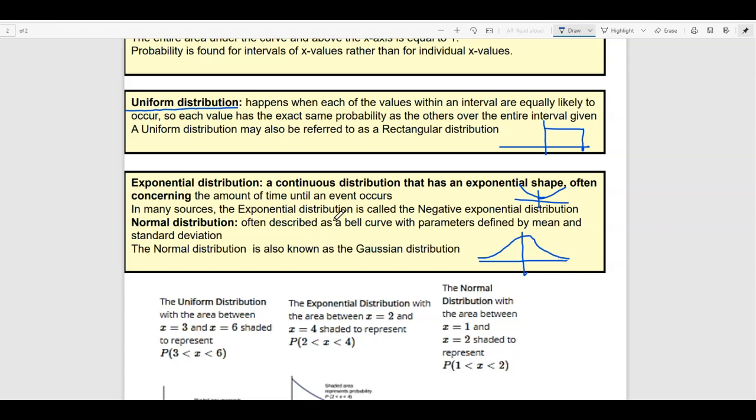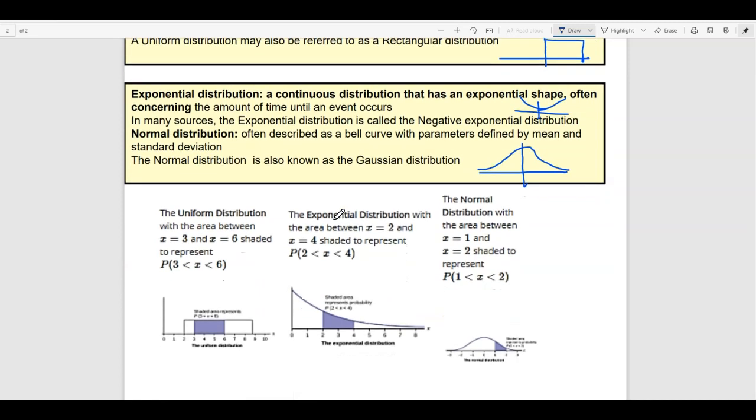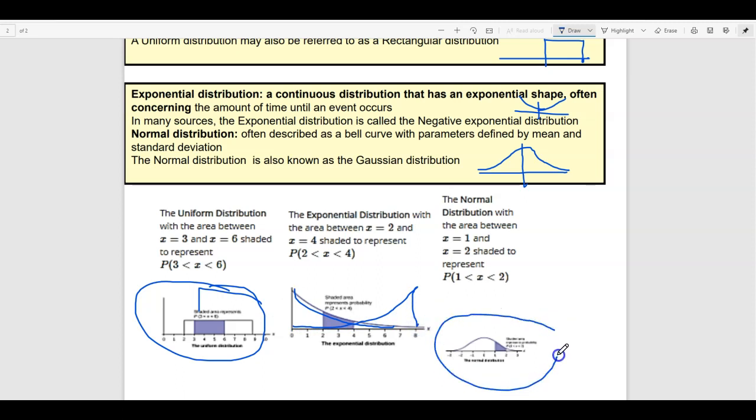Okay, now let's take a look at our probability density functions here. This is a uniform distribution. As you can see, it's perfectly straight. Exponential, boom, going down. It could be skewed left or skewed right, sometimes something to the left or to the right. This is a bell-shaped curve. So you have three types: uniform, exponential, and normal.